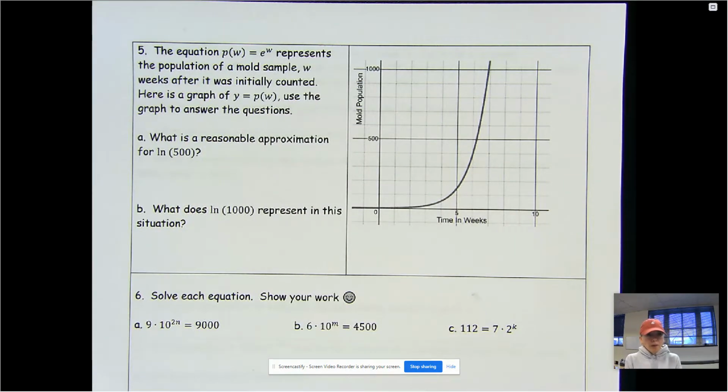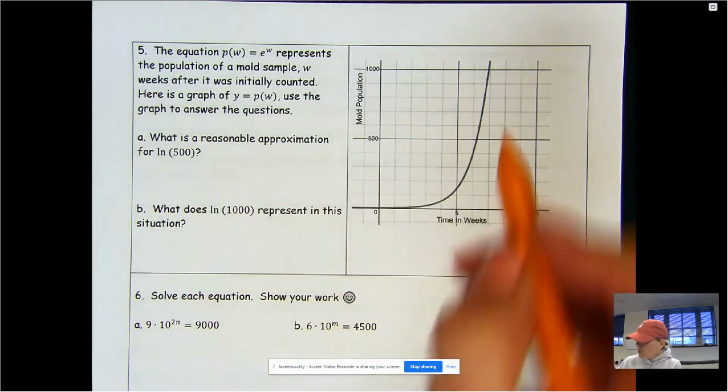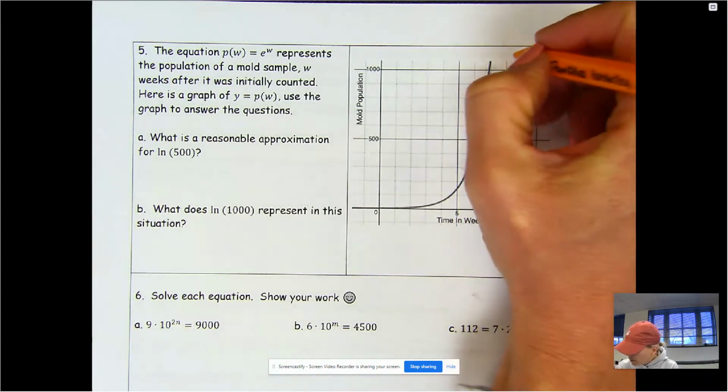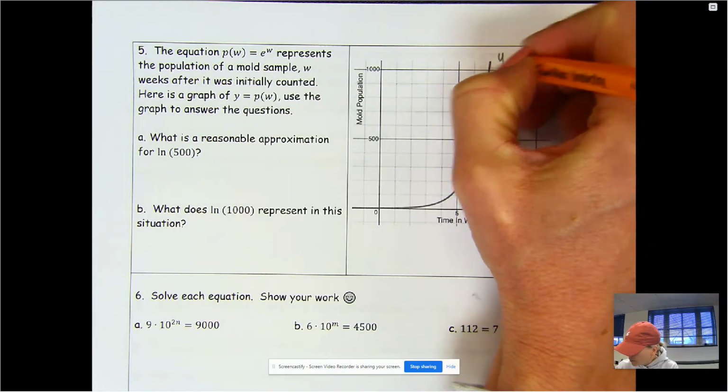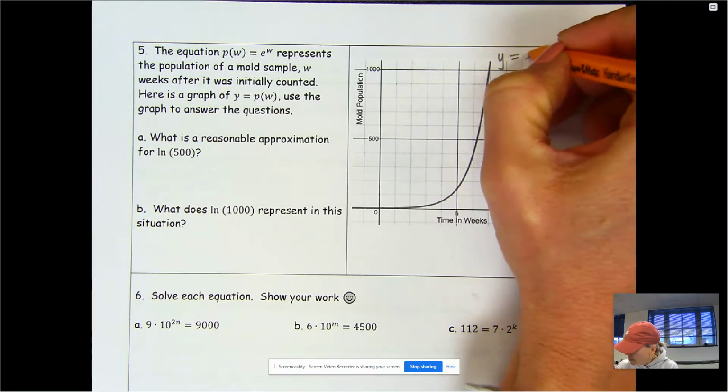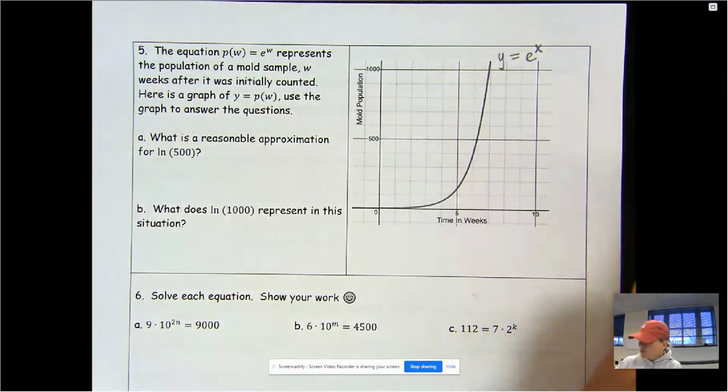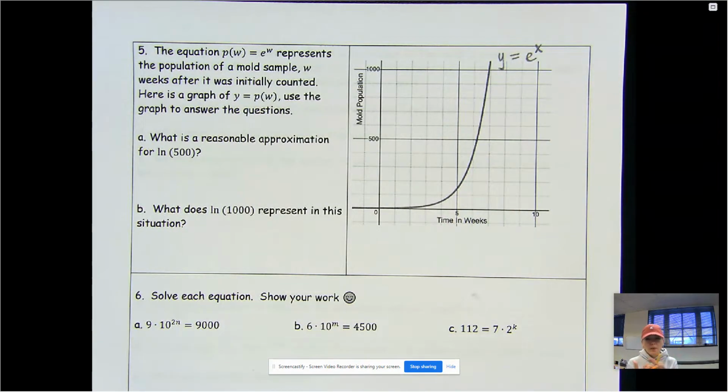Okay, so we have an equation, P of W equals e to the W, which represents the population of a mold sample, W weeks after it was initially counted. Here's a graph. Use the graph to answer the question. So this is the graph of y equals e to the x, right? And of course, we're using P of W and W, but that's what that graph represents, y equals e to the x.